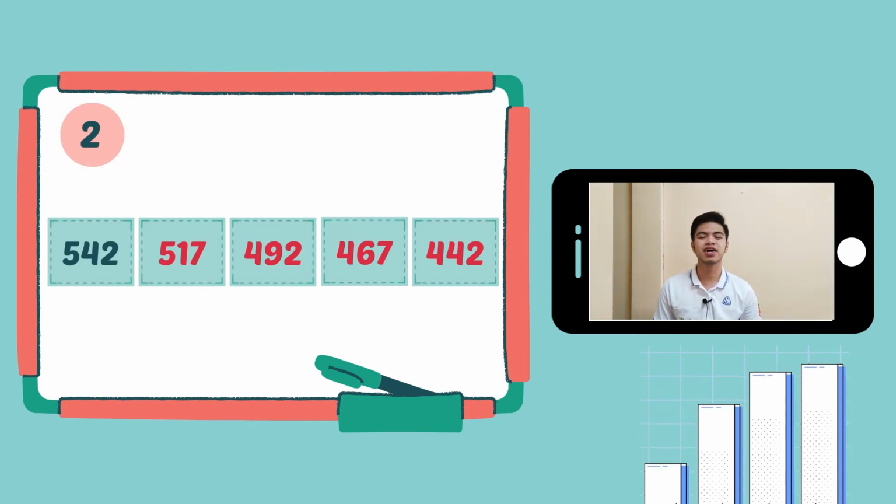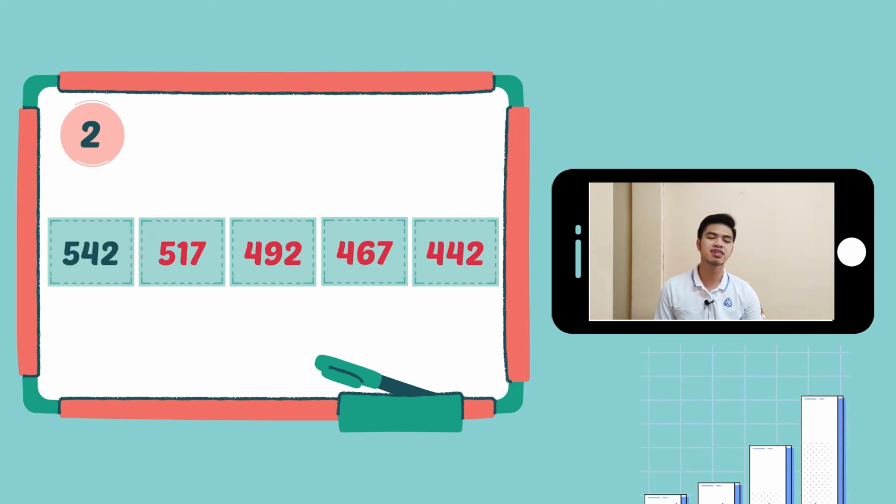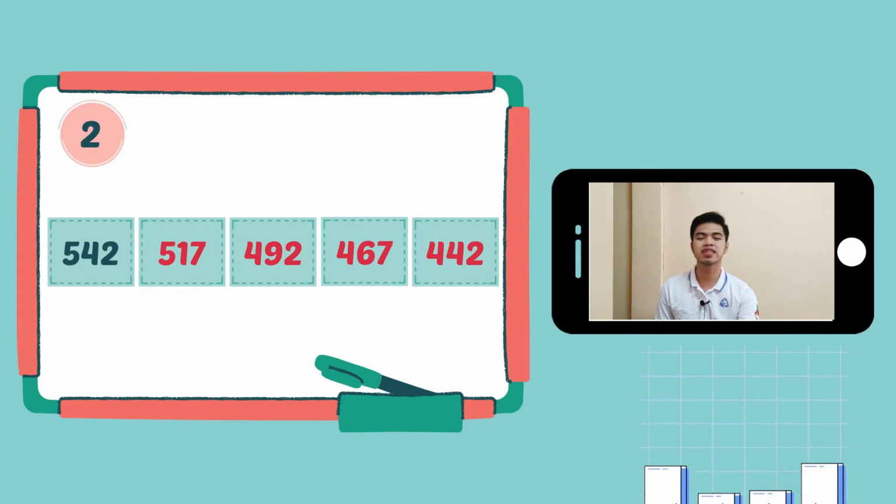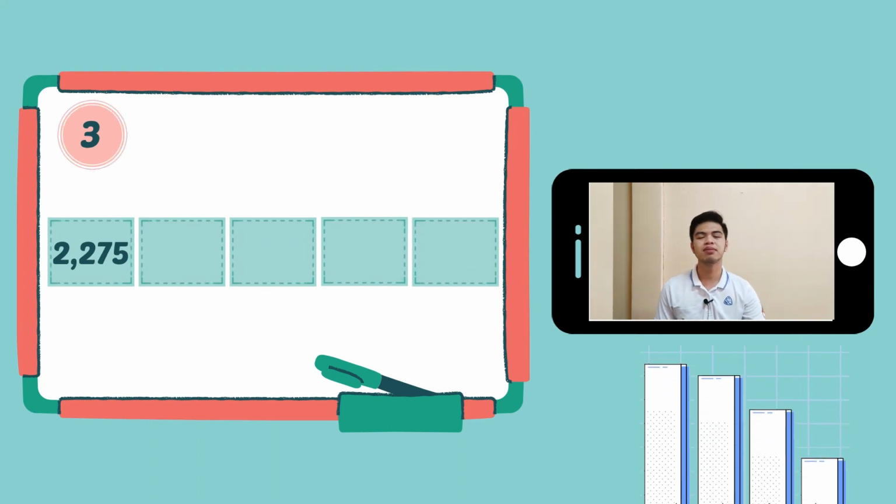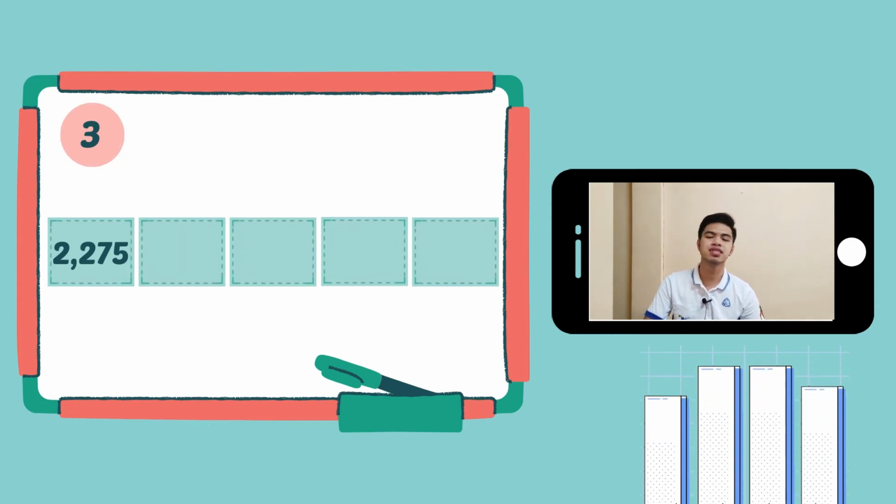Therefore, the pattern that we have will be 542, 517, 492, 467, 442. So that is the pattern for the number 2. Now let's go to number 3. For the number 3, the given number is 2,275. So this is the given number. We're going to subtract 25 from it.